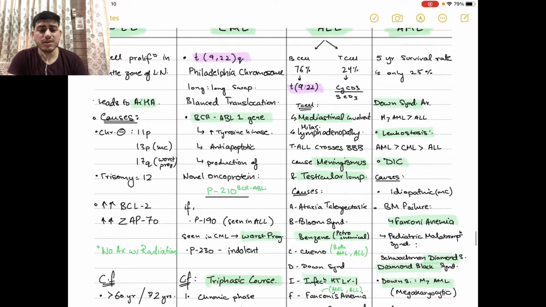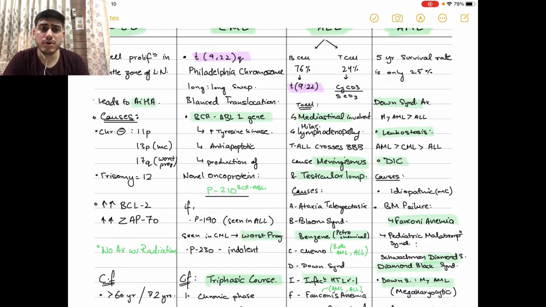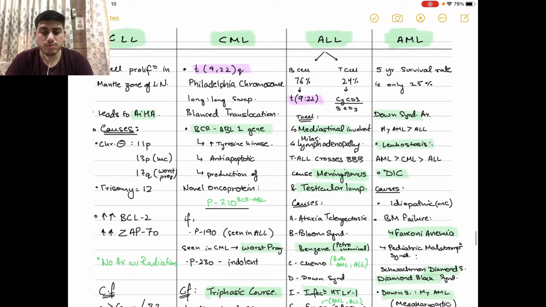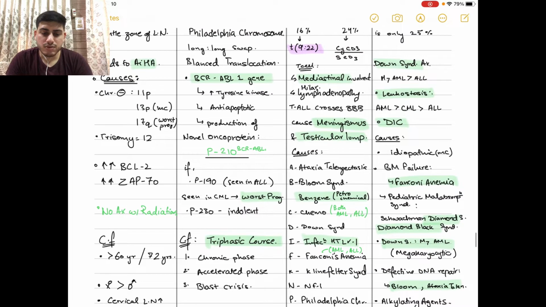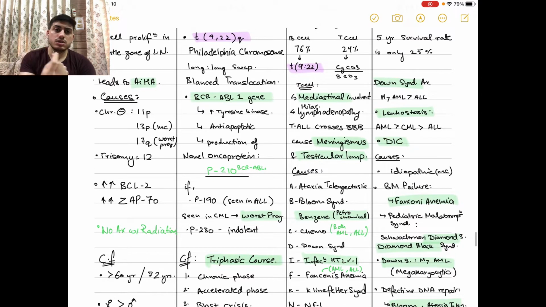And 9;22 is a very important translocation when we talk about lymphoma and leukemias. That's why it has a special name here, which is called Philadelphia chromosome. So remember CML, Philadelphia chromosome. And apart from that, it's also called the BCR-ABL1 gene, because of the translocation over those chromosomes, so the one is having BCR and the other is having ABL, and when they come together, it is called BCR-ABL translocation.